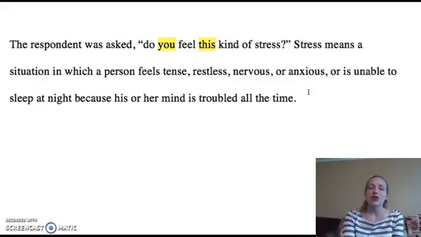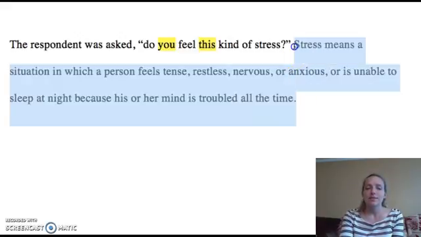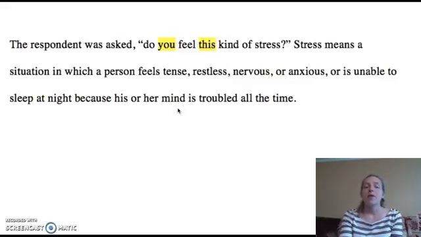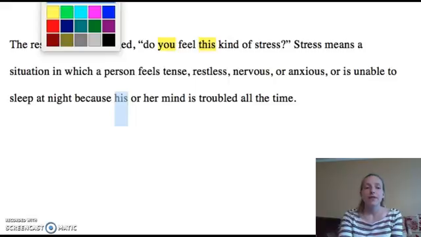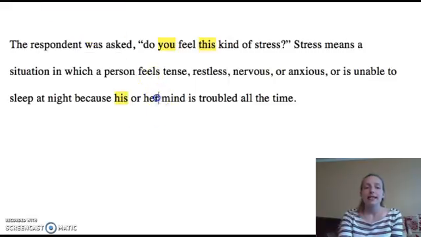Let's look at sentence number 2 to see if we have any markers of reference in this sentence. Stress means a situation in which a person feels tense, restless, nervous, or anxious, or is unable to sleep at night because his or her mind is troubled all the time. Well, I see 2 again. I see his and I see her. His or her mind. So whose mind is troubled all the time? That's the question I want to answer.